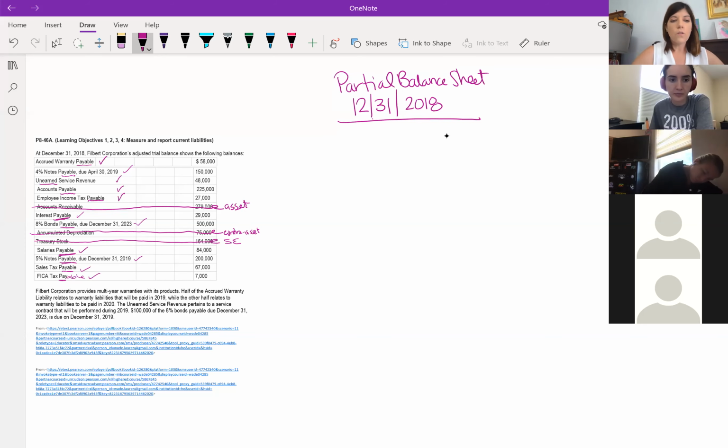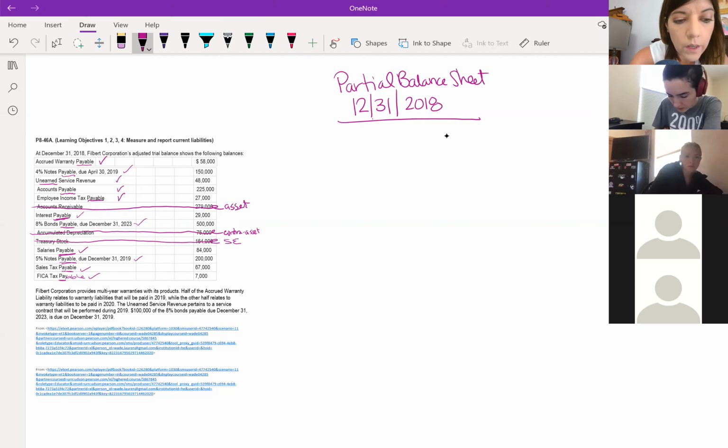Okay. So Filbert Corporation provides multi-year warranties with its products. So these people can return their products for several years, not just for 1 year. Half of the accrued warranty liability relates to warranty liabilities that will be paid in 2019. So half of those warranties will be paid out in 2019, and half of those warranties won't be paid out in the coming year.